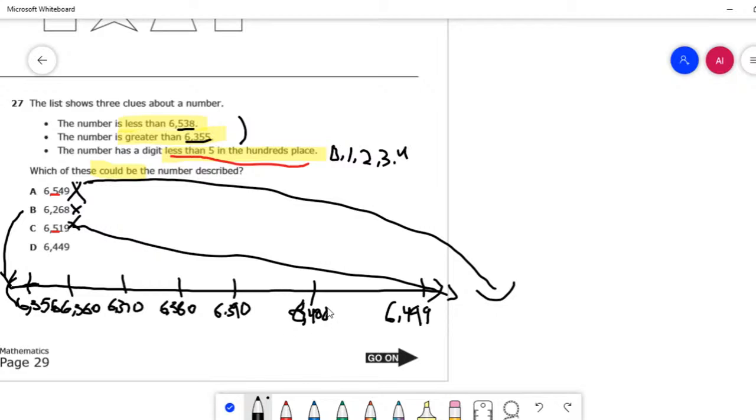Well, we have 6,400 here. We have 6,499 here. And we can look at these tens places here. This is a 0. This is a 9. And this is a 4. So that means 6,449 will be somewhere in between there, just like how 4 is between the numbers 0 and 9. 4 is more than 0, but 4 is less than 9. And because of that, we know this is a correct answer. It could be the number that's described by the 3 clues given.